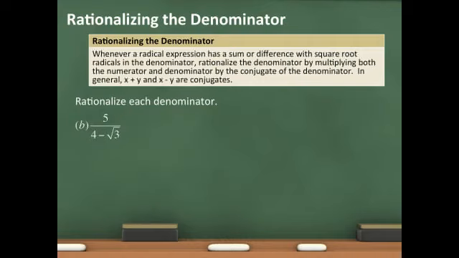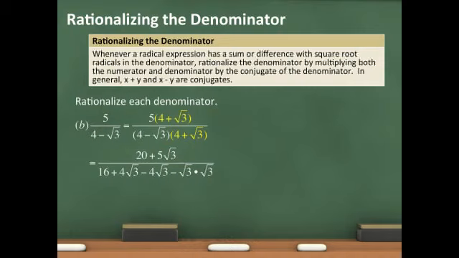In part B, we have 5 over the binomial 4 minus the square root of 3. Again, we have a binomial in the denominator which contains a radical. We begin by multiplying both the numerator and denominator by the conjugate, which is 4 plus the square root of 3. Again, we use the distributive property to multiply in both the numerator and denominator. This will give us 20 plus 5 square root of 3 over 16 plus 4 square root of 3 minus 4 square root of 3 minus the square root of 3 times the square root of 3.